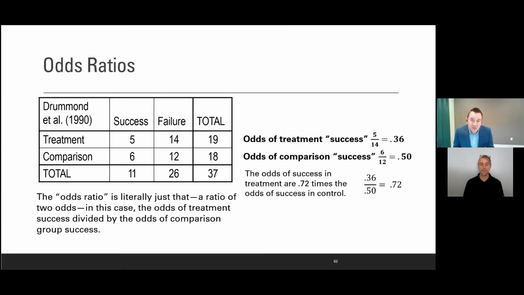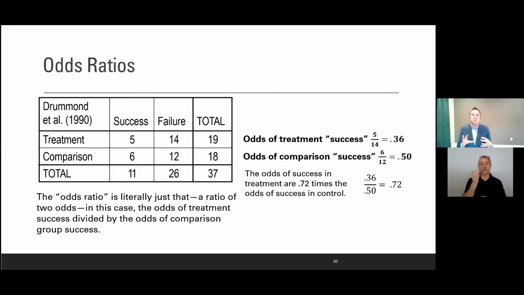Okay, so how do we actually do this? So odds ratio, as it sounds, is literally the ratio of the estimation of the two odds of success. So you're going to calculate the odds of treatment success. And in this case, we're looking at the success and failure rates of passing some test. And that's where this example comes from. In this particular example, there were 19 total students in the treatment group, 18 total students in the comparison group, and five of the 19 individuals in the treatment group passed the test, and 6 of the 18 passed the test in the comparison group. So we estimate the odds of success for each of those two groups, which you can see on the right-hand side here. And then we divide the odds of the treatment group by the odds of the comparison group, and that gives us our odds ratio.